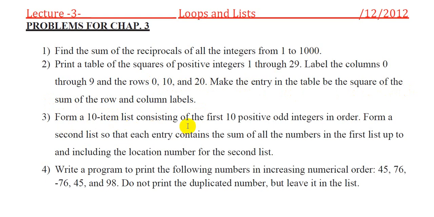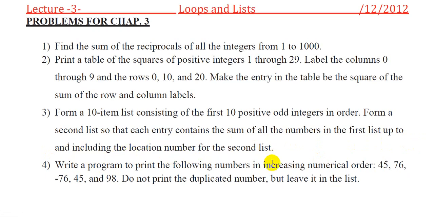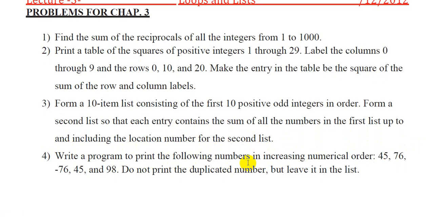From 10 items, the list consists of the first 10 positive integers in order. From a second list, each entry contains the sum of all numbers in the list up to and including the location, visualizing the location amount for the entire second list.